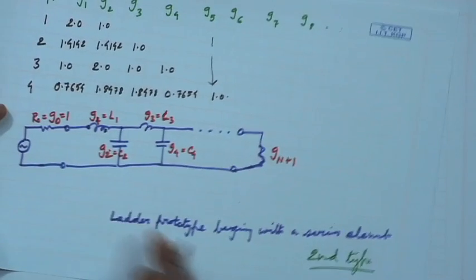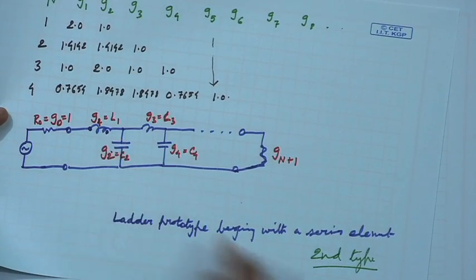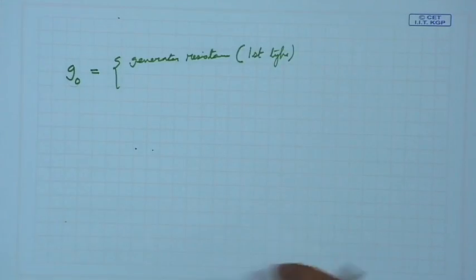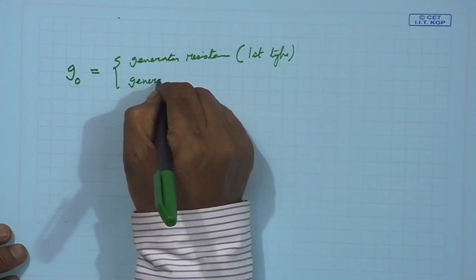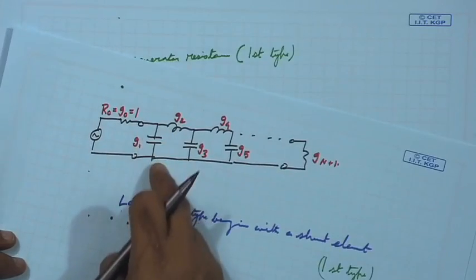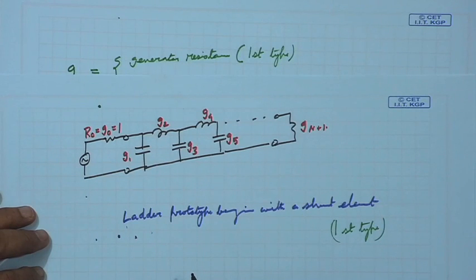So, please note that when we have a series element first, we call it second type. When we have a shunt element first, we call it first type. So, with reference to that, you can write that. In the first type, when I have shunt here, what is this circuit?